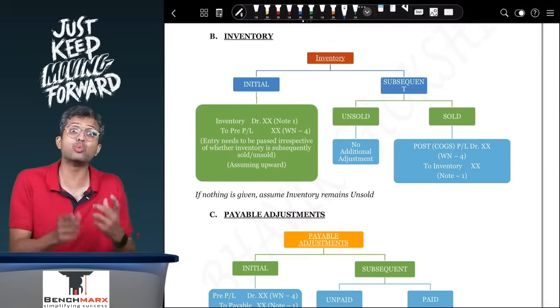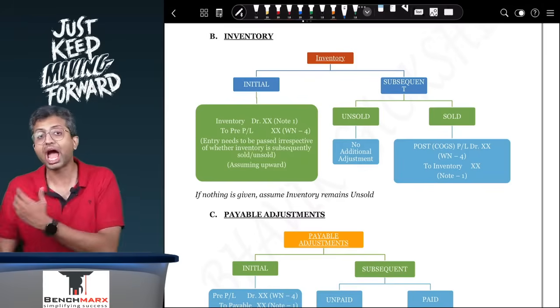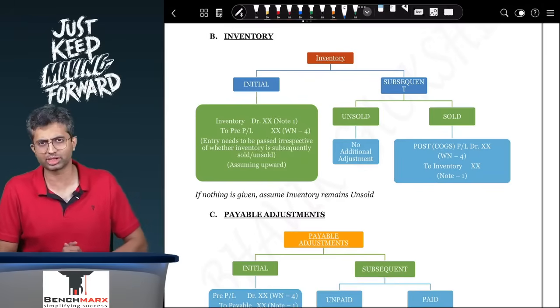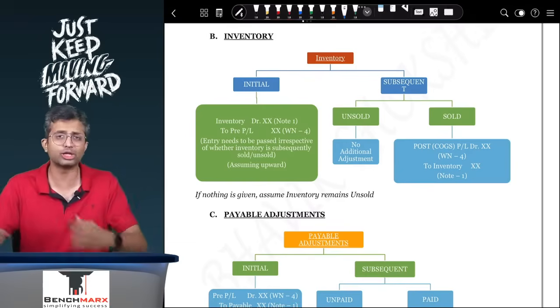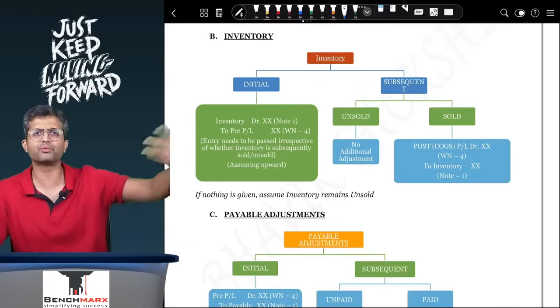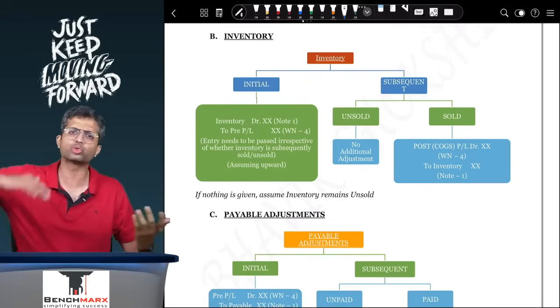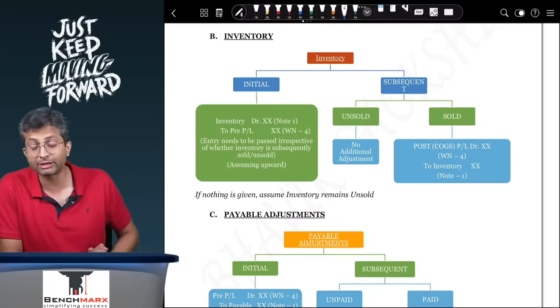You will pass the entry: inventory account debit, let us say 20, and you will credit the pre-acquisition reserves. Ideally, you will go to revaluation, but to be honest, revaluation or fair value does not matter because they are going to pre-profits, and pre-profits are going to go into the goodwill calculation. They are not going to appear in the final balance sheet.